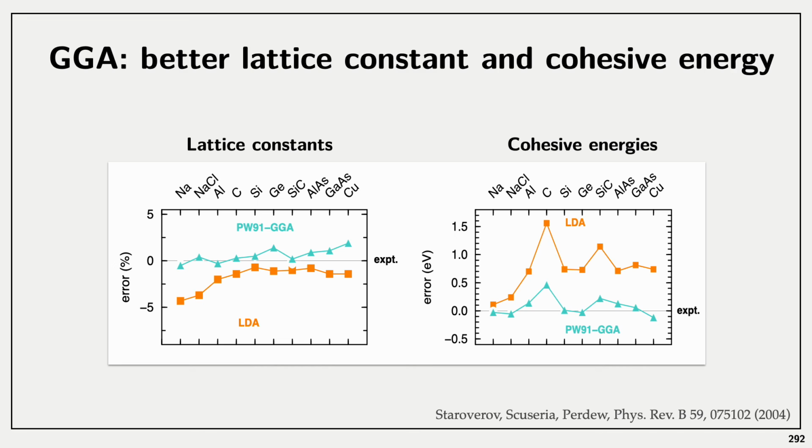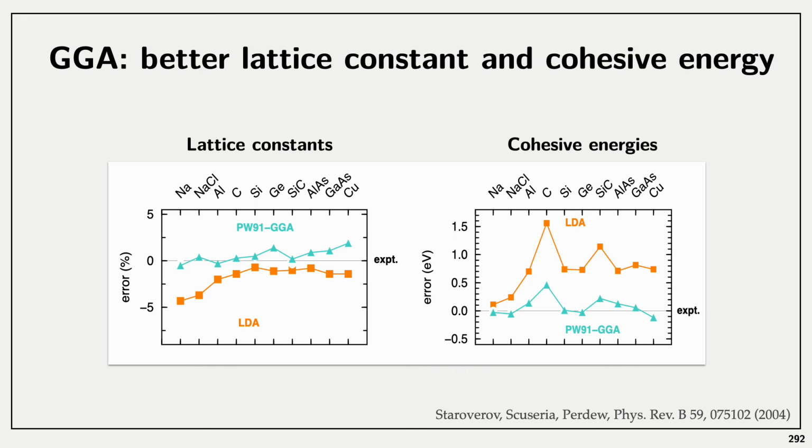As we expect, LDA doesn't do a bad job at all in the orange dots, but always overbinding, so it's always smaller than it should be. GGA is typically higher, typically overbinding, but not as bad. So this is for the lattice constant.